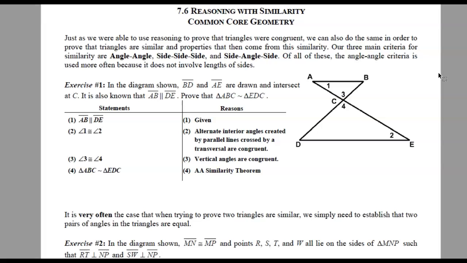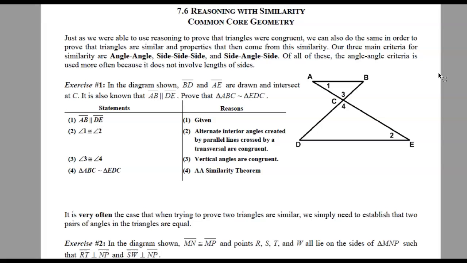And looking at this diagram, we have vertical angles at angles 3 and 4. And we also have alternate interior angles because of the parallel lines. So after we write our given, we can write either the vertical angle pair or the alternate interior pair. And you don't have to write quite as long an explanation for step 2 as what's written here. You can just write alternate interior, that's sufficient.